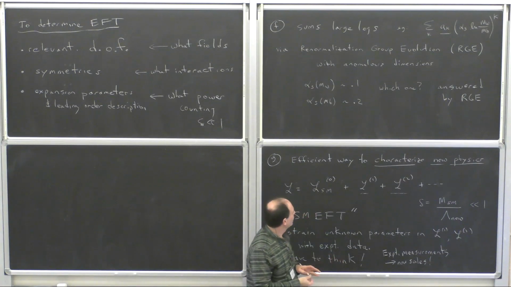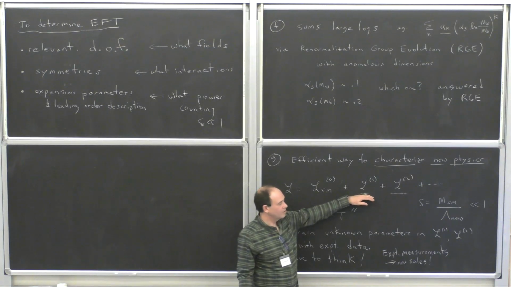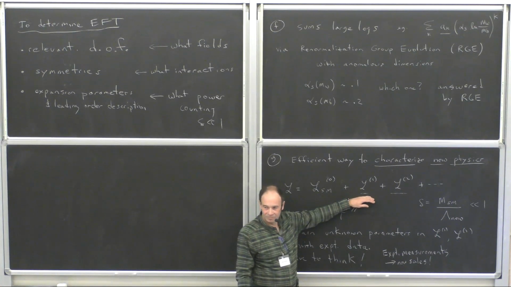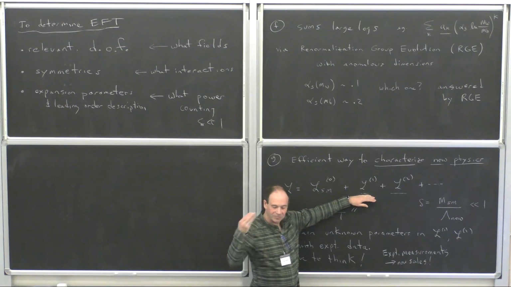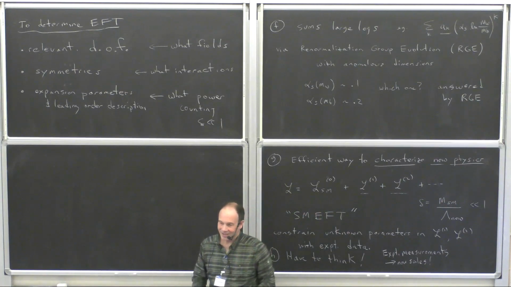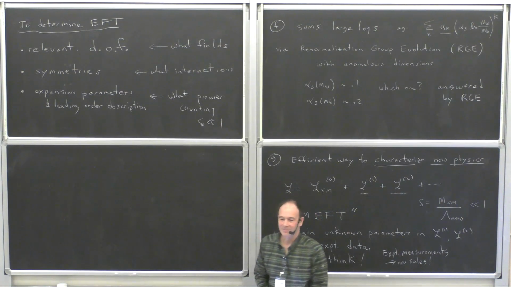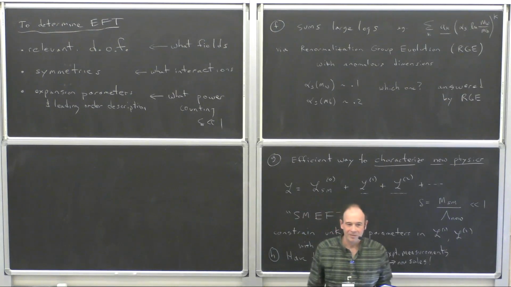And if there was some symmetry of the new physics, it might be related to relations between the coefficients in some subleading Lagrangians here. And you would discover it by finding from experimental data that there were those relations, or maybe you would impose it and test it. Yeah, good question.